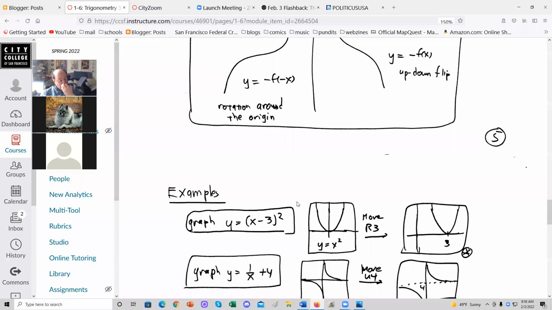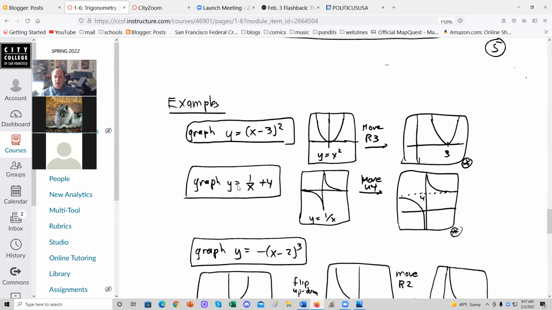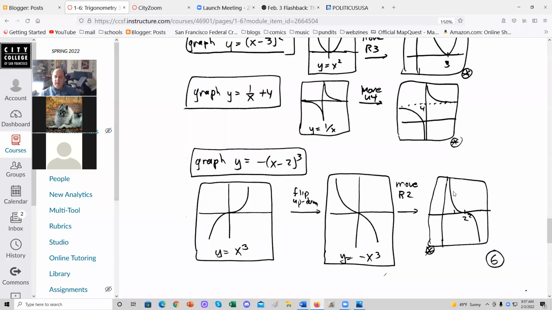So for example, let's graph y equals the square of x minus 3. Okay, y equals x squared has this U-shaped parabola graph. X minus 3 moves it to the right 3. So here's the parabola graph moved 3 units to the right. Y equals 1 over x plus 4. Well, 1 over x has this hyperbola graph. The plus 4 moves it up 4. So instead of approaching 0 near infinity, it approaches 4 near infinity.